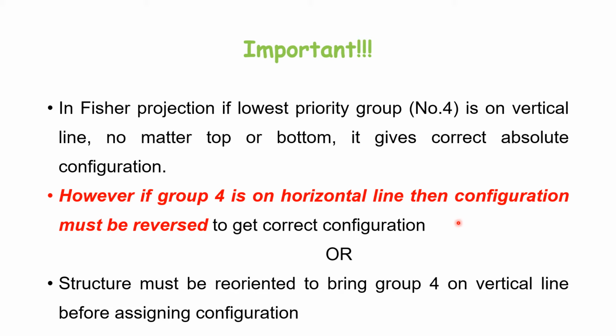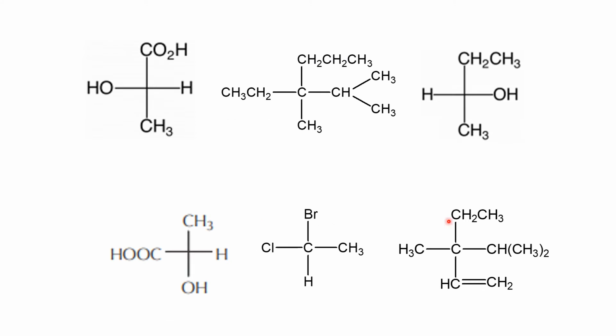Either you assign the configuration and you just reverse it. Suppose your answer is R and the fourth group is on a horizontal line. Then you give your final answer as S. Or what you can do is, initially before assigning configuration, you can reorient your structure so as to bring group 4 on the vertical line, so that whatever answer you get, you can keep that answer. So let's see some examples.